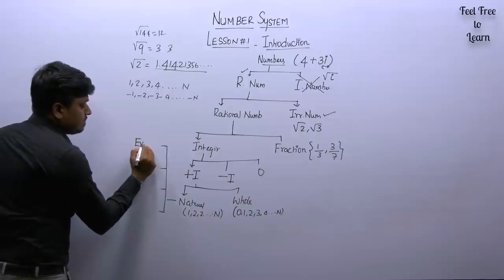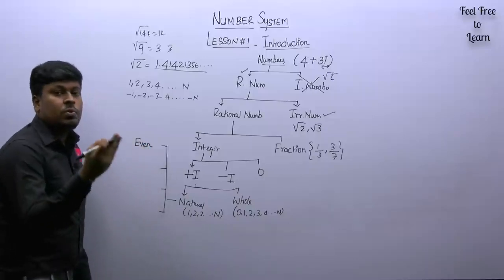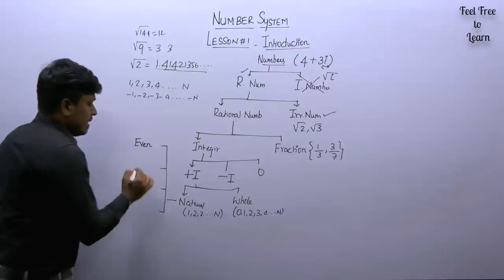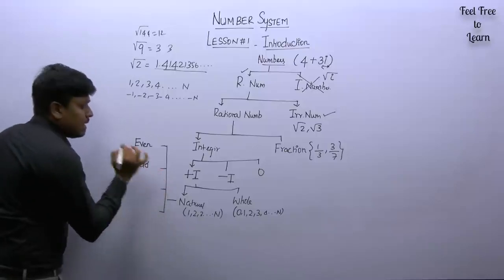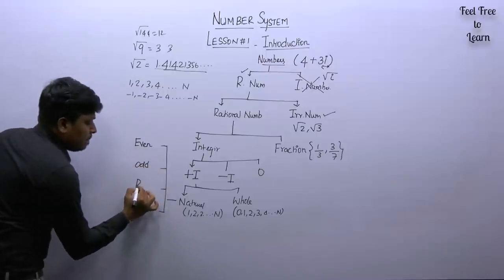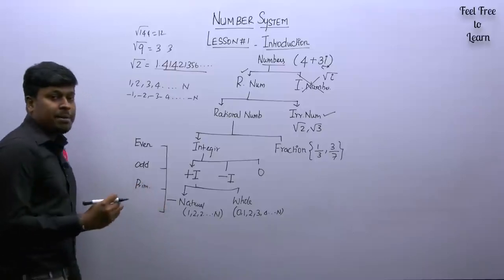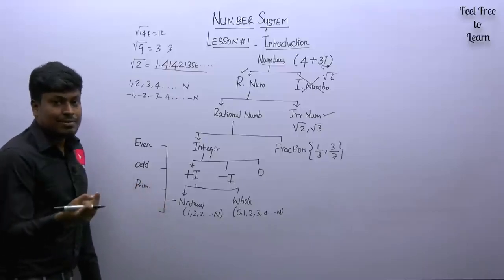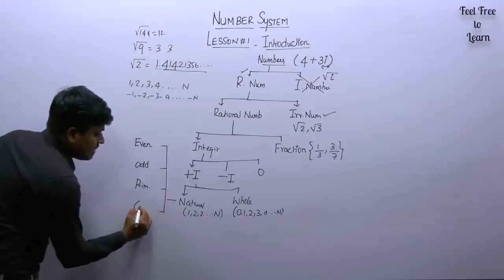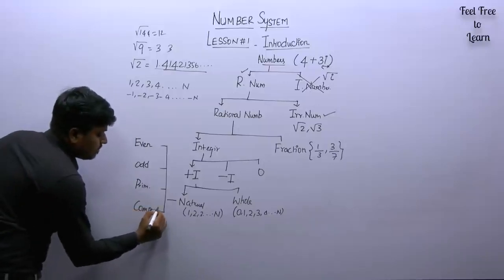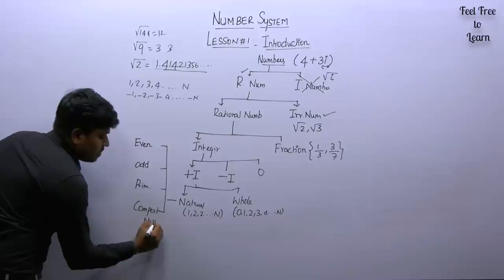Even numbers. Yes, even numbers: 2, 4, 6, 8. Second will be odd numbers. Third will be prime numbers. What is called a prime number? 3, 5, 7. Those are called prime numbers. And the last is the composite number. You should know what a composite number is.